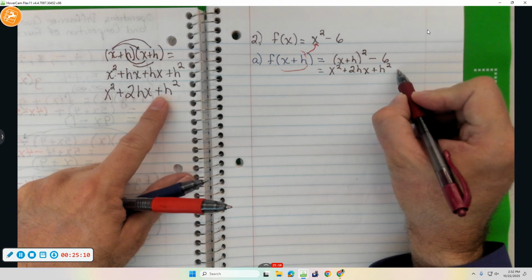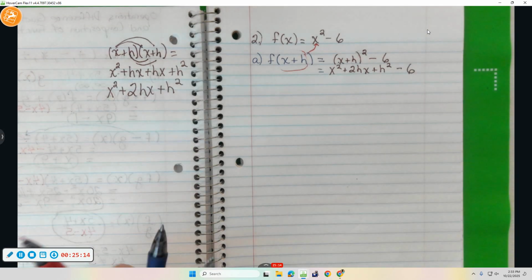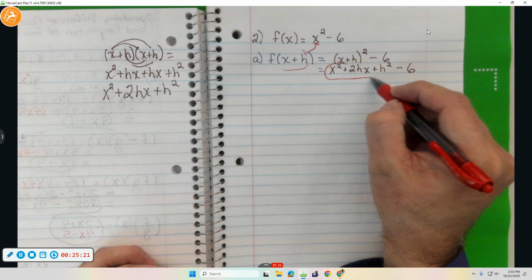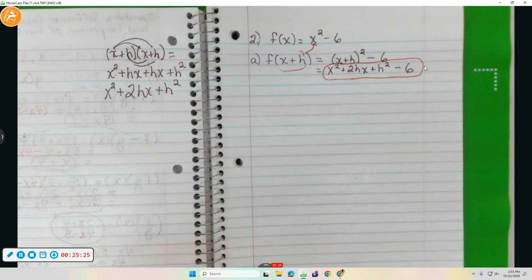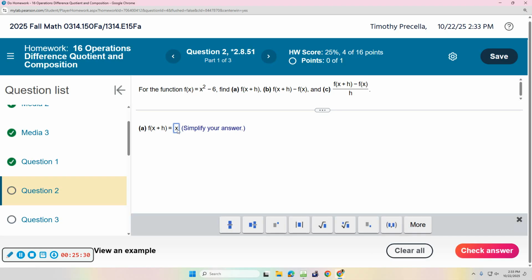What do I need to write right here? Minus 6. And that's f of x plus h. We went to our function f. We replaced the variable with x plus h and simplified. I'm going to go ahead and type that in. So x squared plus 2hx plus h squared, and we still have that minus 6.